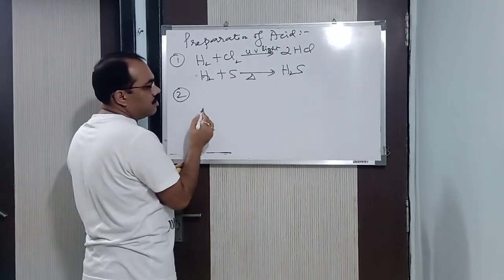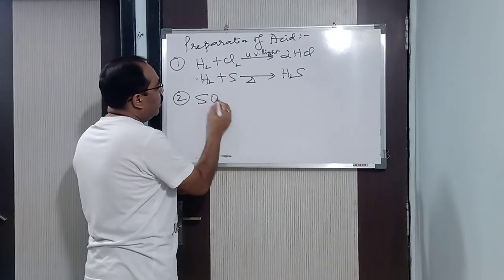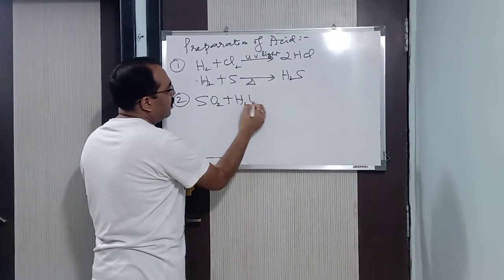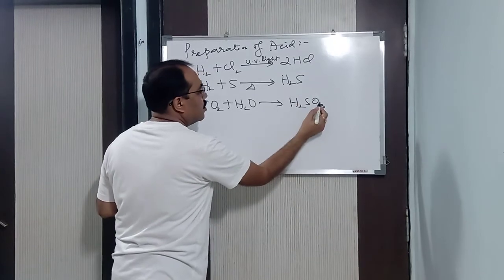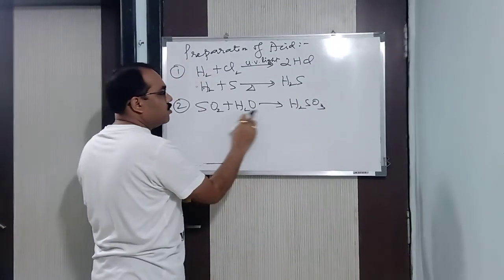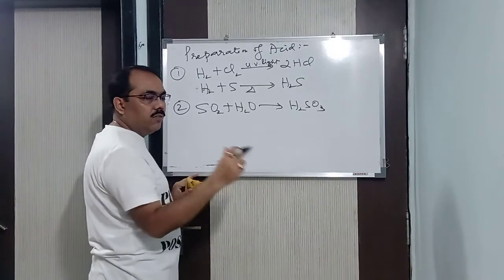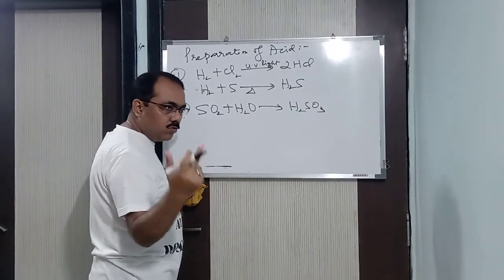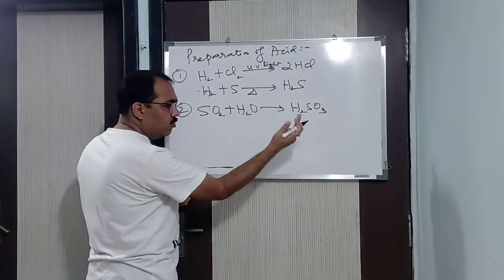Similarly, another method is when a non-metallic oxide reacts with water. Non-metallic oxide means sulfur dioxide; when it reacts with water, what will it give you? H2SO3. Similarly, when sulfur trioxide reacts with water, it will give you H2SO4. Carbon dioxide reacts with water, it will give you what? Carbonic acid, H2CO3. So this is the second method, when a non-metallic oxide reacts with water.